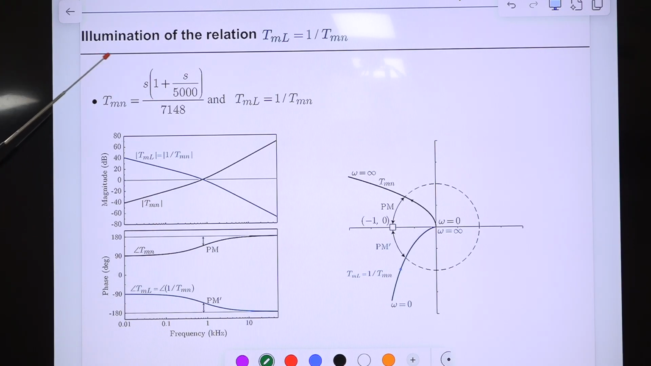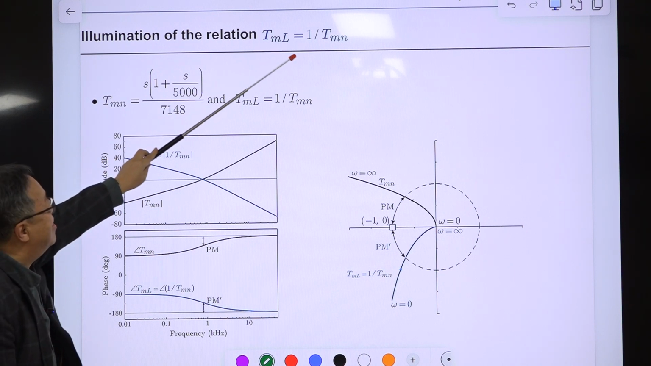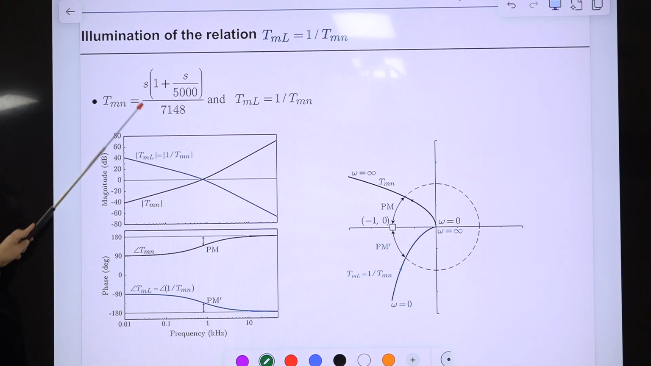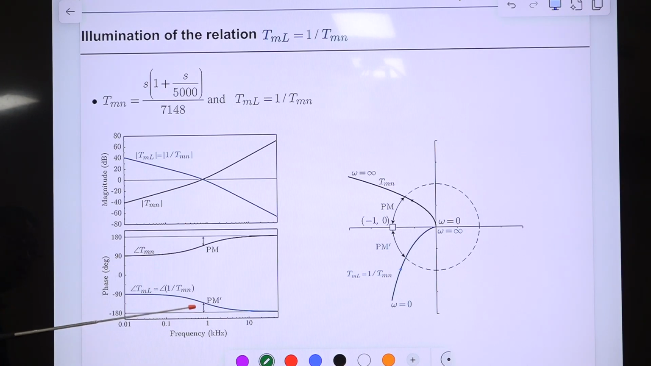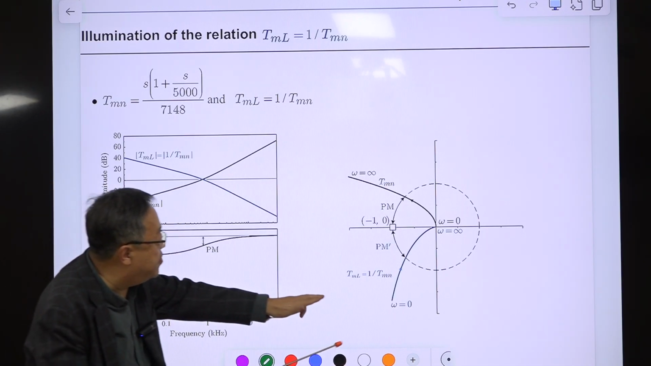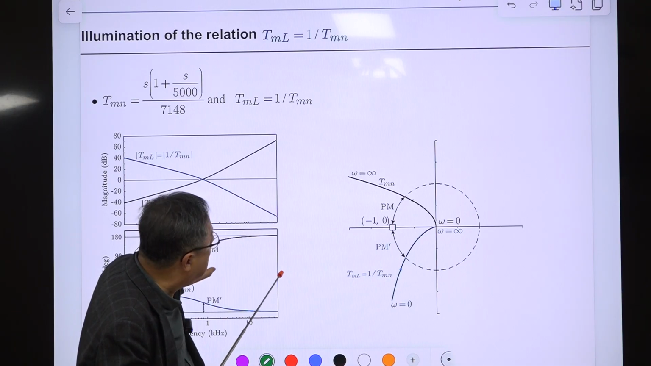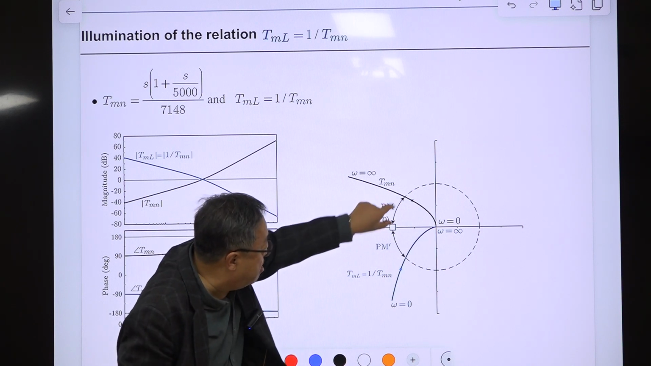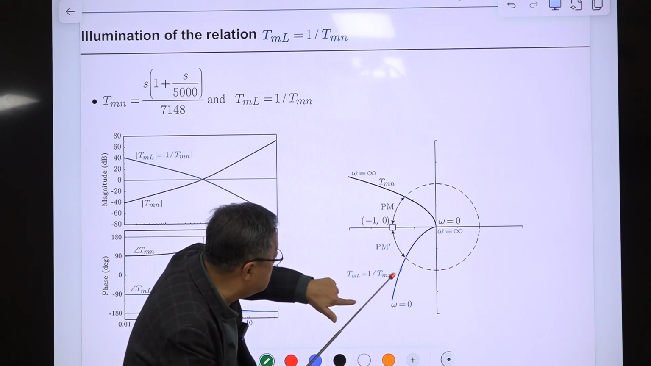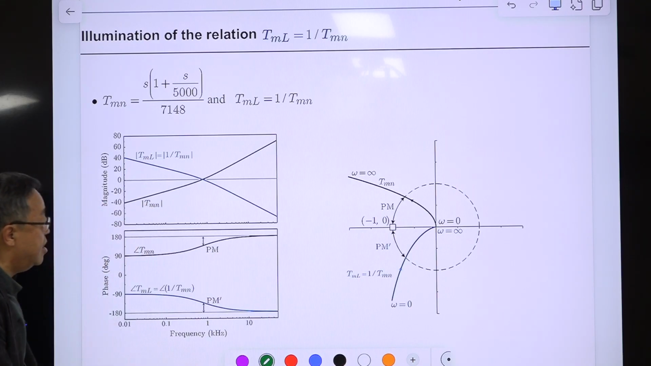So the relationship between TML and TMN. This is my example. TMN is this function, and TML was the reverse of this. So one is this one, and the other is this one. This is perfectly symmetrical against the real axis. And the phase margins are the same. This distance is the same, and this is a polar plot of this. It goes like this, and this one goes like this, but this angle remains the same. The direction is this direction and this direction. That is obvious.